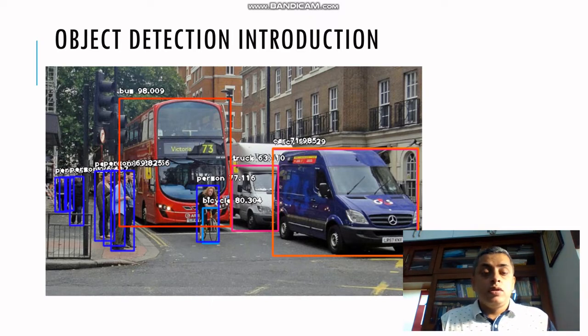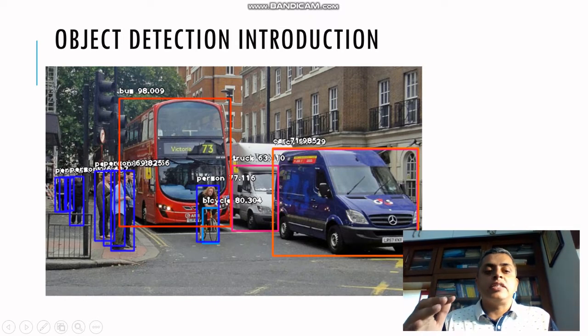Let's try to understand what object detection is all about. In very simple terms, there are two concepts in object detection. The first one is classification or detection, and the second is localization. Classification, which you might already know, is identifying in an image whether this is a bus, or a truck, or a person, or a bicycle.